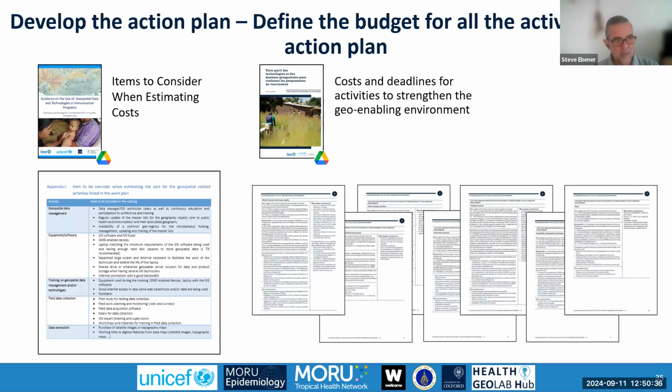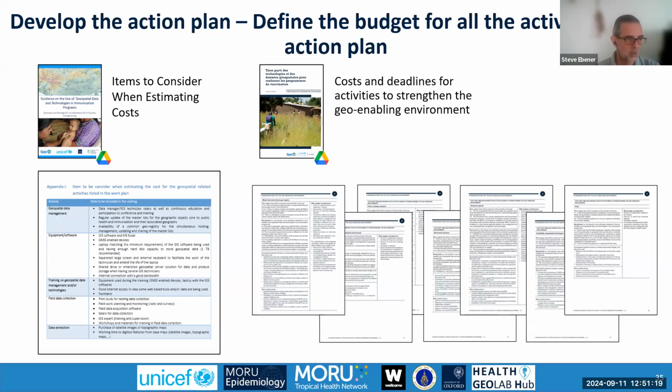In relation to the definition of the budget, there are several documents which can be used as a reference that can help, not give you the real values, but more giving you some indication about what are the things you should be careful about when you are estimating cost. The first one is the UNICEF guidance on the use of geospatial data and technologies for immunization programs. And you have here also the document from Gavi, which is a rapid guidance to help basically also using geospatial data and technologies in the health context.